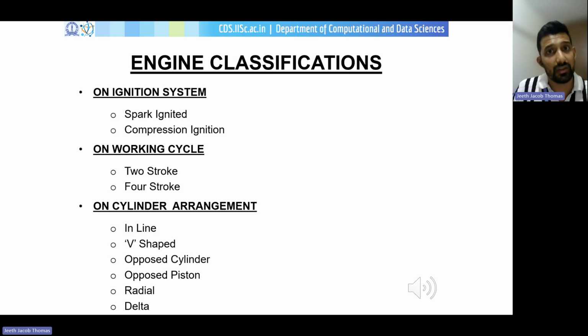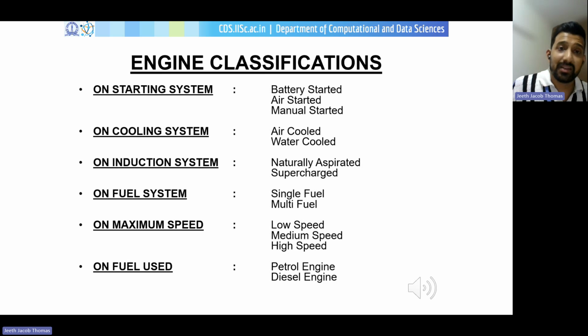We could have two-stroke engines like old motorcycles. Four-stroke, most vehicles now have four-stroke. The cylinders could be arranged in a line, in a V, or in a radial fashion. You could have battery started engines. Again, think of our cars. We could have air started like in ships and manual started like generators. You've seen people pull that, tug that starting cord.